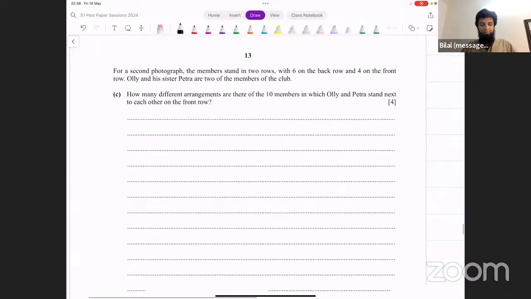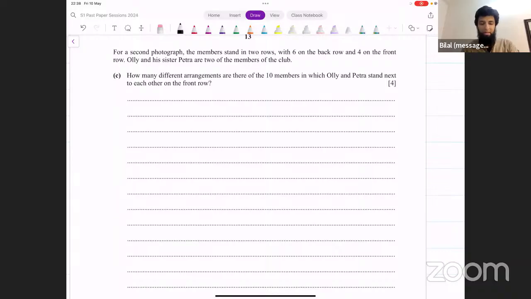It says, for a second photograph, the members stand in 2 rows. So now we're having another photograph, and now they're not all standing in a straight line. They're standing in 2 rows now. Okay. With 6 on the back row and 4 on the front row. Ollie and his sister Petra are 2 of the members of the club. So we have 2 sisters. How many different arrangements are there of these 10 members in which the sisters stand next to each other on the front row?